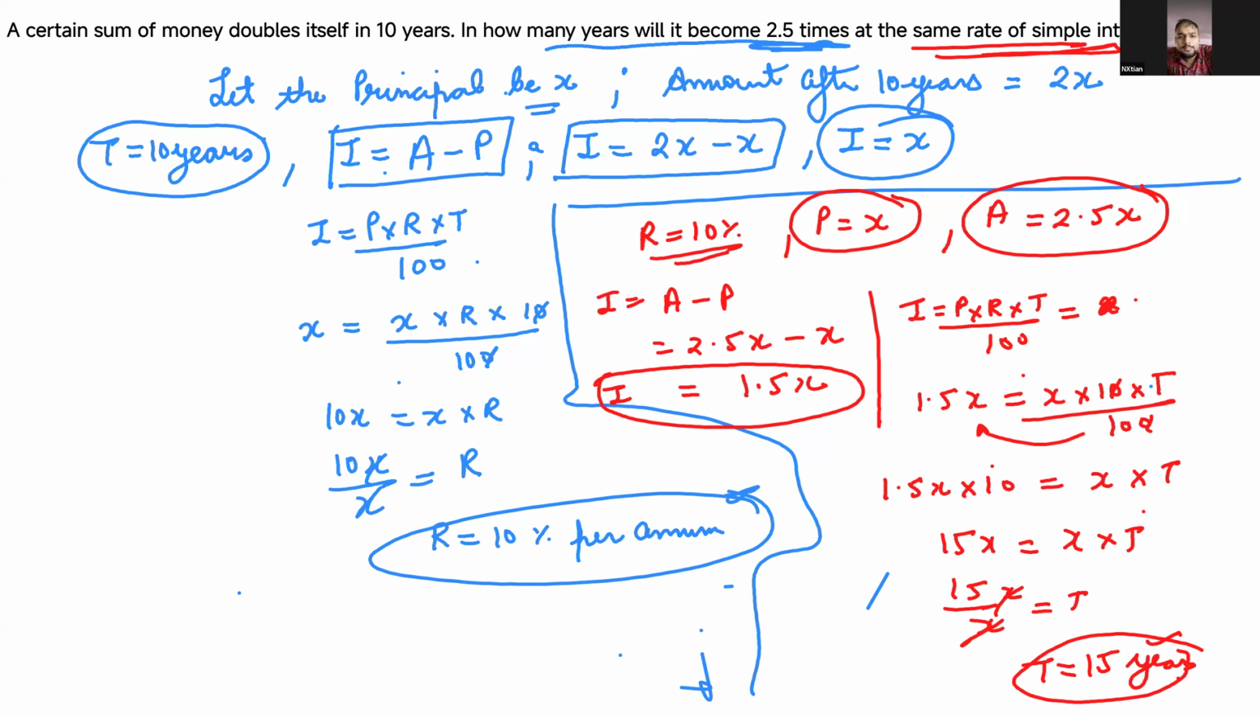Yes or no? Did you understand, guys? Sir, I didn't understand the one in the red. Which one? The second part. The second part is that the rate of simple interest is the same because it is given. Now the principal is x, then the amount becomes 2.5 times of that x. So 2.5 times means 2.5x. Now we want to find the interest. So interest = amount minus principal. Amount is 2.5x minus x. It will become 1.5x.